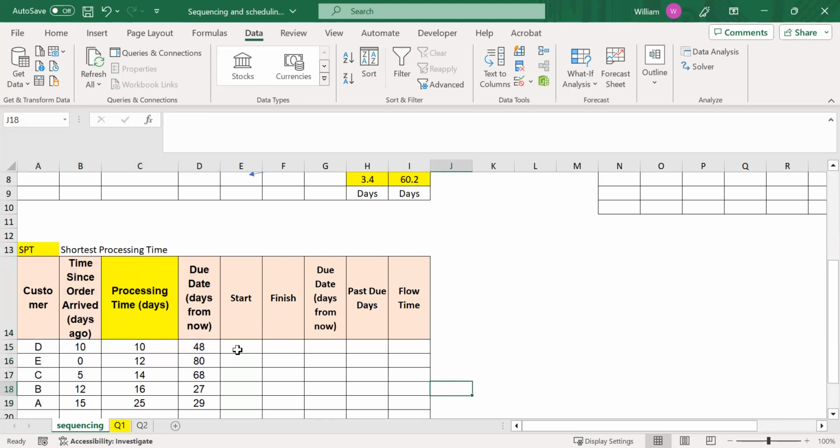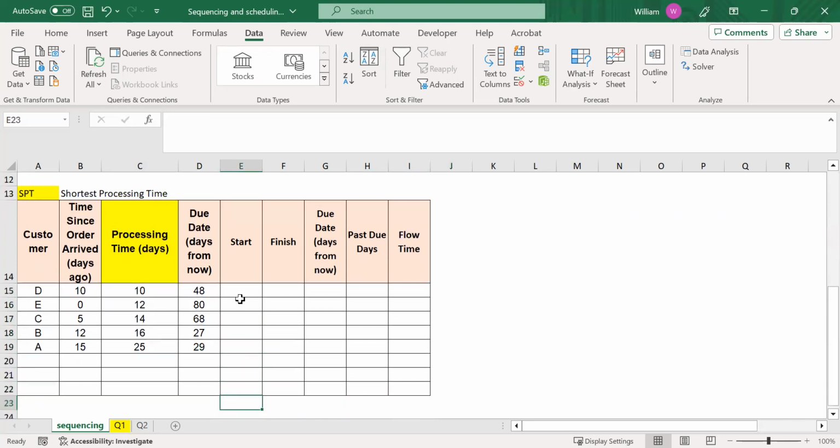Now, with that in place, I can now repeat the calculations we just did. First customer now is customer D. Let's have start time equal to 0 for customer D. And we're going to finish his job. It takes 10 days to process his job. So it's going to be 0 plus 10 days. I'll drag this formula down because it stays the same.